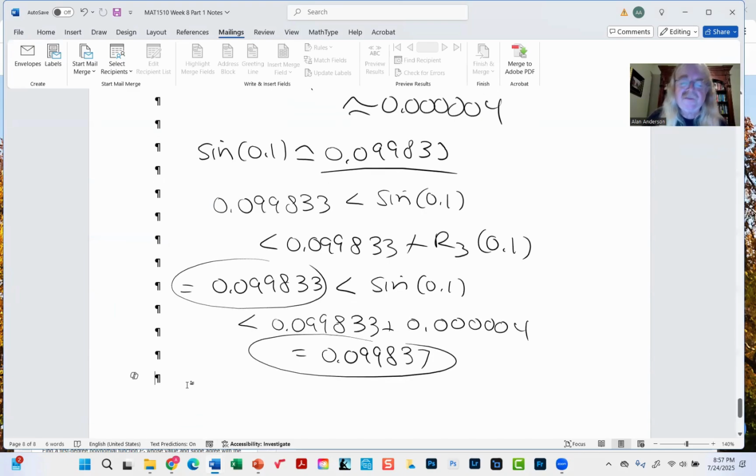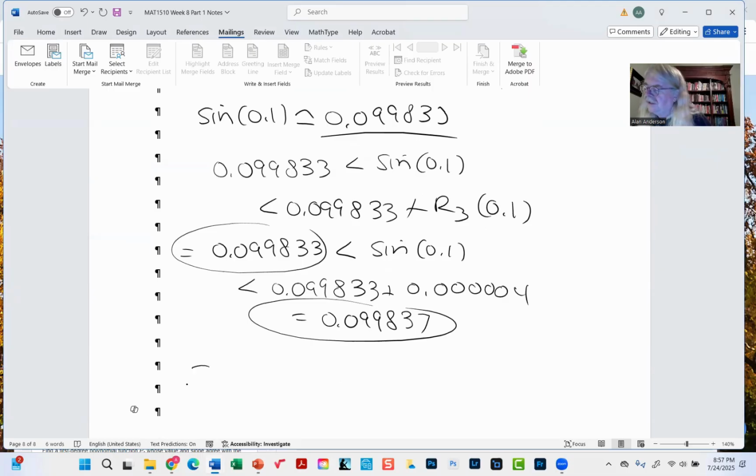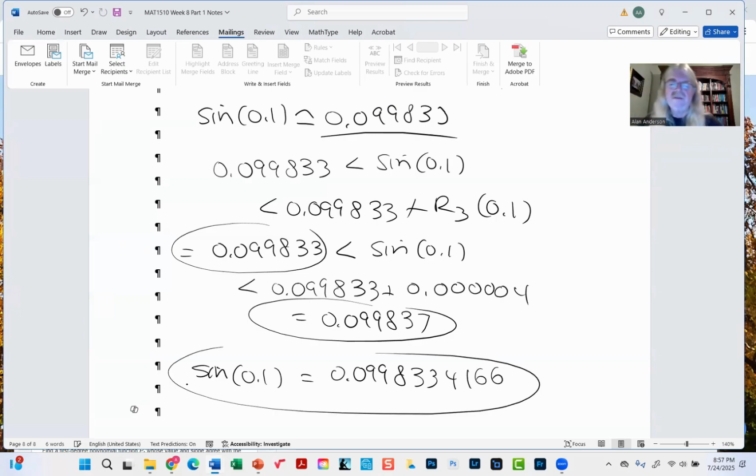Now, if you want to know the exact value, of course, you pop it into your calculator. So let's do that right now. 0.099833.4. Right. Okay. No, that's good. That works. This is definitely in between the two endpoints. So that's the actual value, and this range represents the range of possible values for sine 0.1.